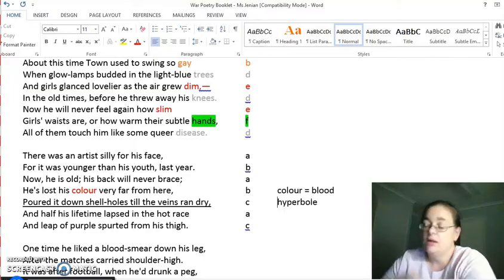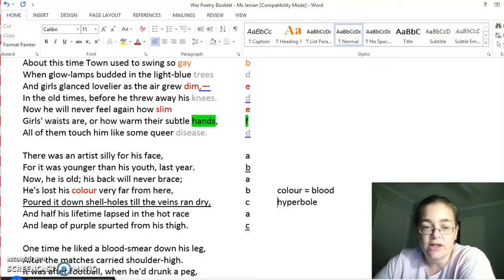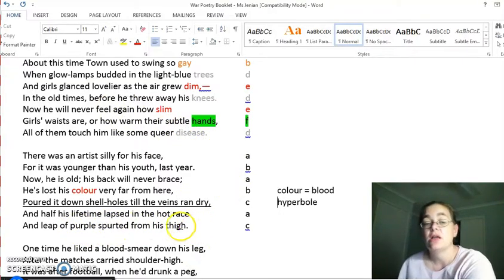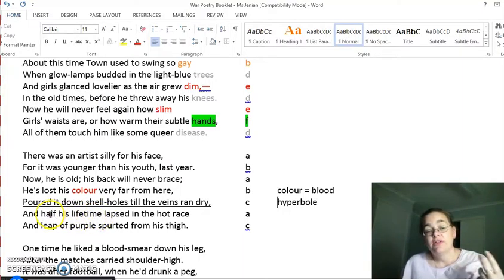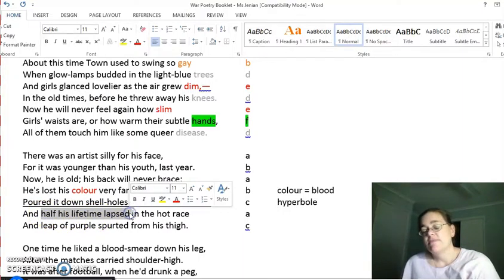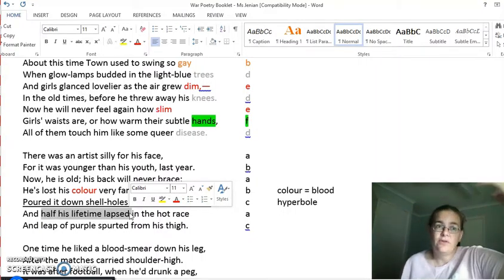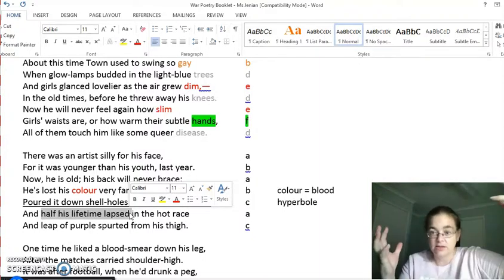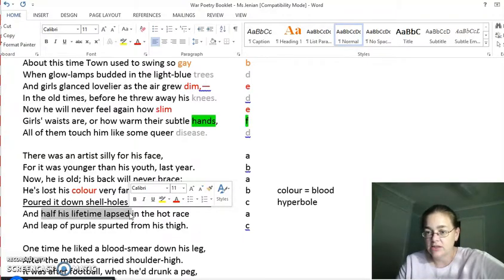So he's poured his blood down the shell holes till the veins ran dry, and half his lifetime lapsed in the hot race, and a leap of purple spurted from his thigh. So half his lifetime, this could be a reference to the fact that his life has flashed before his eyes. It could be a reference to the fact that his future life of being an active man has poured away in this instance of being blown apart and bleeding to death in a shell hole.